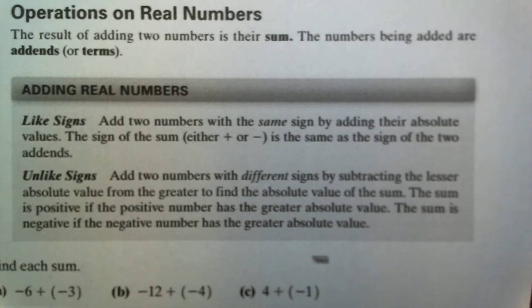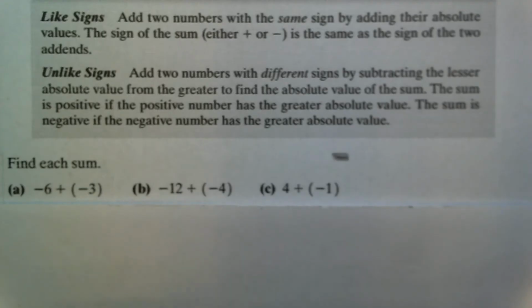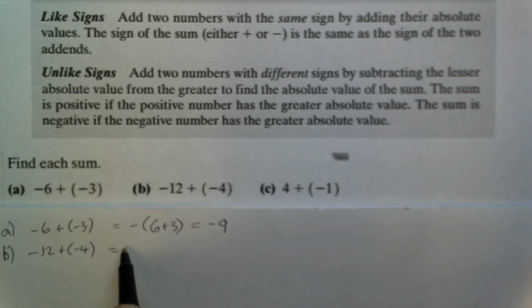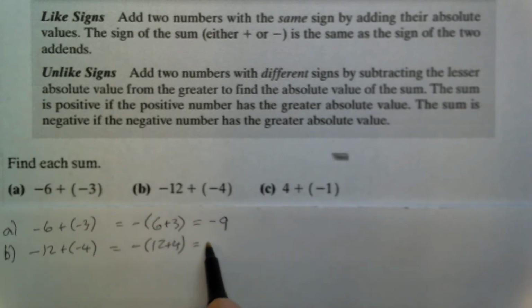So in the first case, finding each sum, for A we have -6 plus -3. We write it as -6 plus -3, and it would be -9. And for the B part, -12 plus -4, that would be equal to -16.